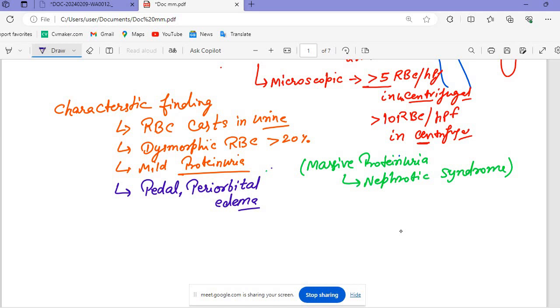Okay, this was the one. So what was the heliotrope rash seen in which conditions? The heliotropic rash seen in which conditions?